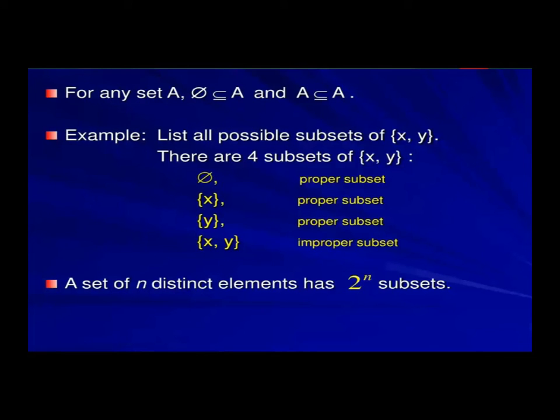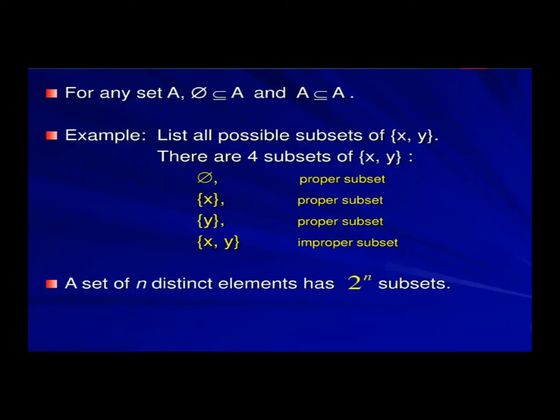For any set A, the null set is a subset of A, and A is also a subset of A. For example, consider all the possible subsets of X and Y. If we have the two sets X and Y and we are forming subsets from them, we form these four types of subsets from the elements X and Y. The null set is also a proper subset, because I told you at the start of the lecture that the null set is a subset of any original set.